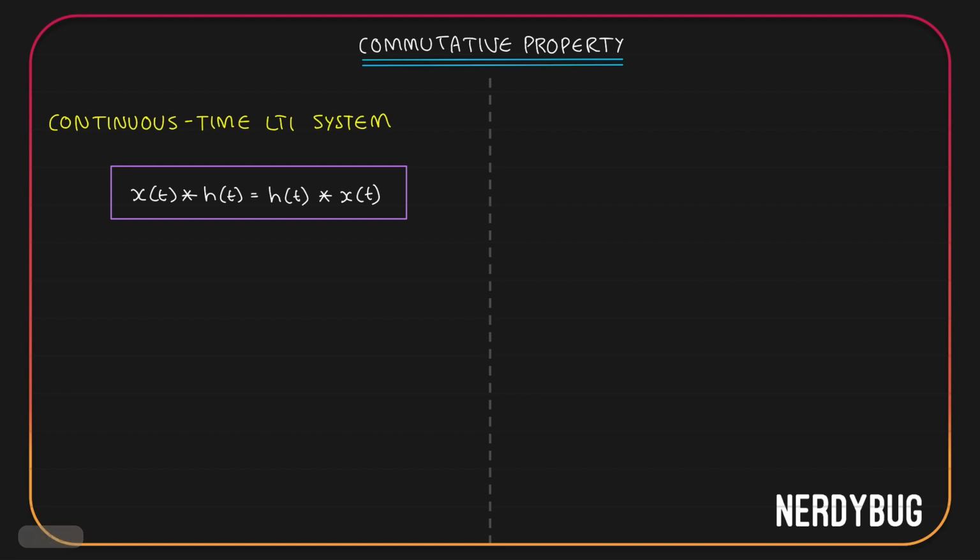continuous time LTI system. According to commutative property, here we have convolution of x of t and h of t is the same as convolution of h of t and x of t. Let's write the proof here as well. We know convolution of x of t and h of t is defined like this: integral from minus infinity to infinity x of tau h of t minus tau d tau.